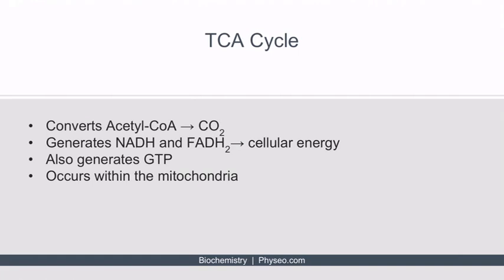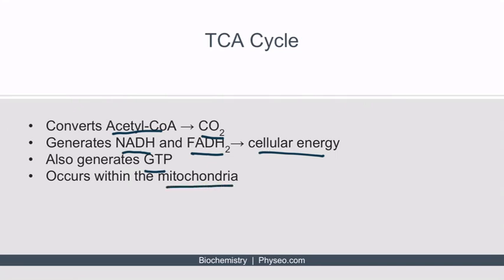Let's get started. The TCA cycle is a metabolic pathway that converts acetyl-CoA to carbon dioxide. In the process, it generates NADH and FADH2, which can be used by the electron transport chain to produce ATP, which is cellular energy. GTP is also produced in the process. And finally, it's important to know that this pathway takes place in the mitochondria.